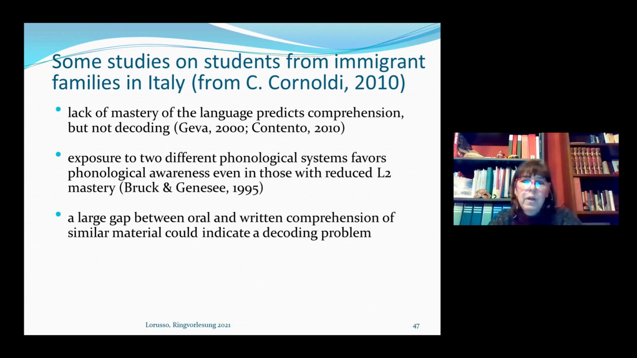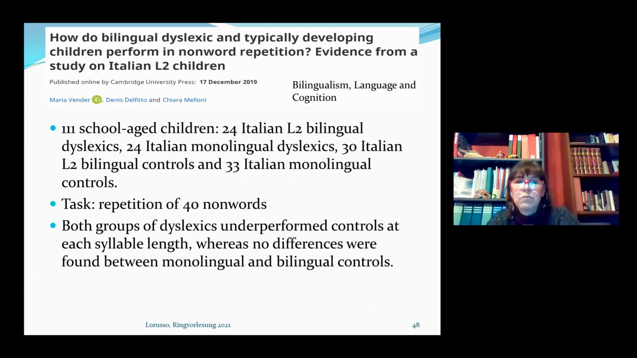Anyway, in general, we know that exposure to different phonological systems favors phonological awareness even in children with reduced L2 mastery. And we know that lack of mastery in a certain language predicts comprehension but not decoding. This is something that had to do with the specific markers for reading that we focused on.